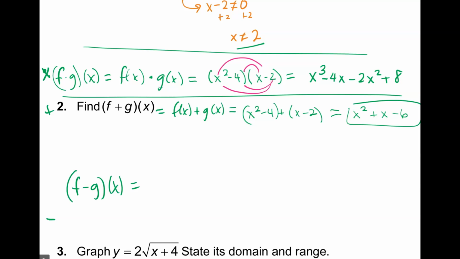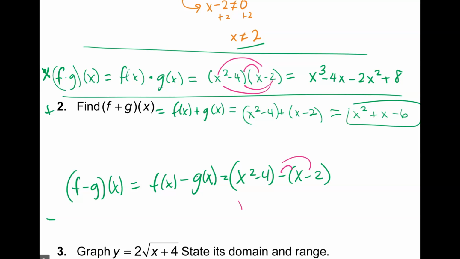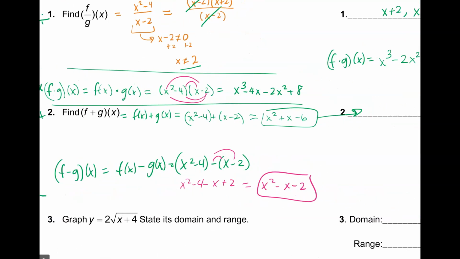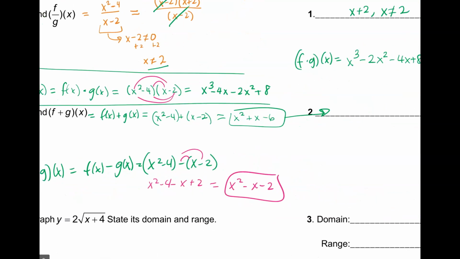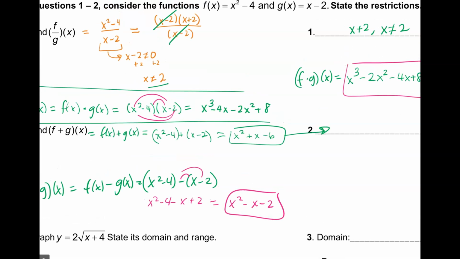All right, let's do the subtraction. This is just subtracting g of x from f of x. X squared minus 4 minus x minus 2. So what I recommend doing is distributing the negative out. So we have x squared minus 4 minus x plus 2. X squared minus x minus 2. That's it. Notice there are no restrictions except for the dividing one. Only when you're dividing do you have to state restrictions.